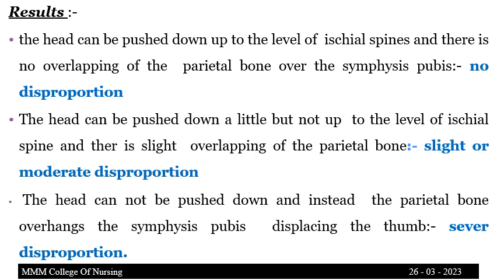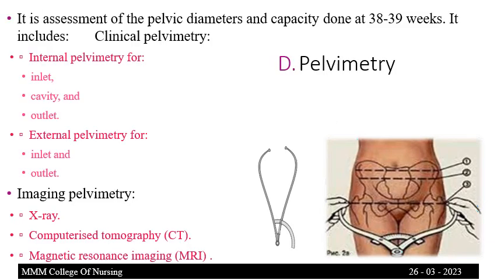The results: if the head can be pushed down to the level of the ischial spine, then there is no overlapping of parietal bone over the symphysis pubis. That is called no disproportion. If the head can be pushed down a little bit but not up to the level of the ischial spine, then there is a slight overlapping of the parietal bone. Then it is called moderate disproportion. And if the head cannot be pushed down and instead the parietal bone overhangs the symphysis pubis, displacing the thumb, then that is called severe disproportion.